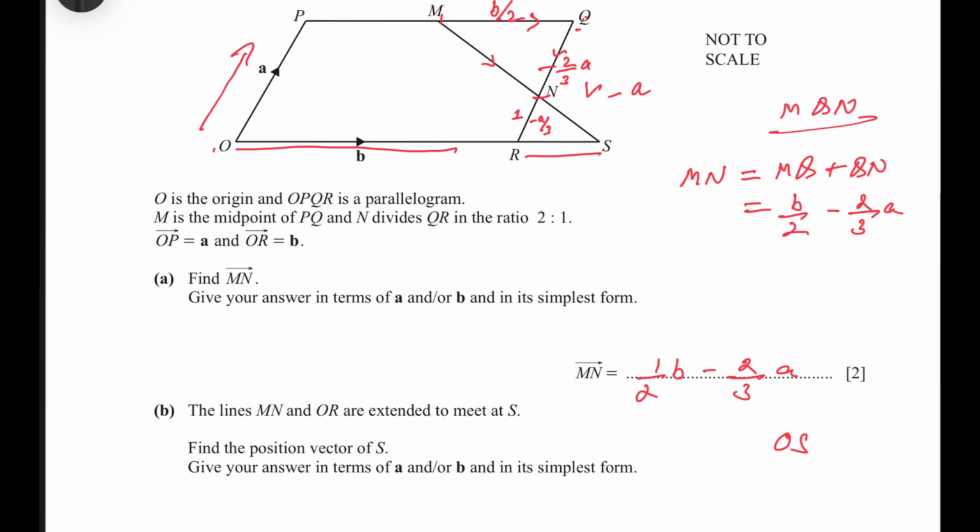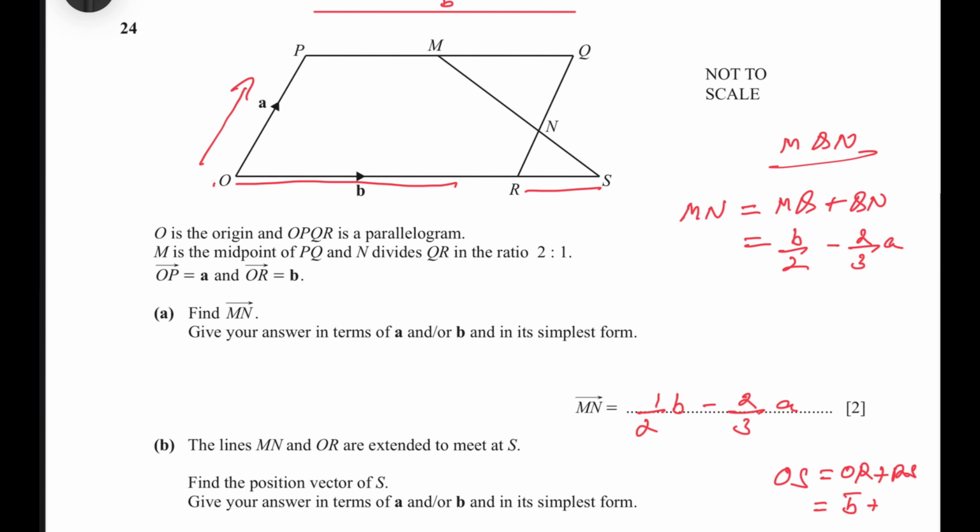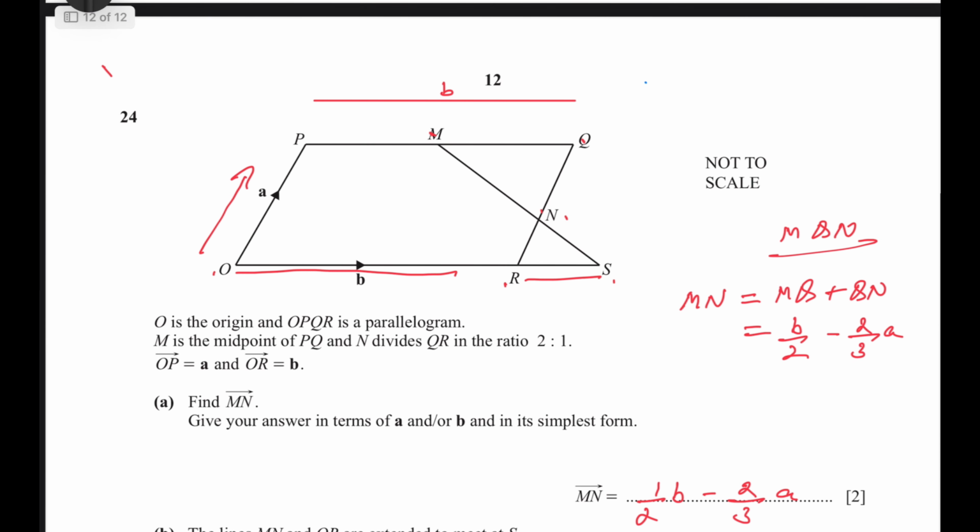So what is OR? OR is B. Now we have to find RS. If we take the triangle MQN and NRS, they are similar triangles. Why? Because this angle is equal to this vertically opposite angle and these two are parallel sides. So these are alternate interior angles. Similarly, these are alternate interior angles. So we can say that triangle MQN is similar to triangle RNS.